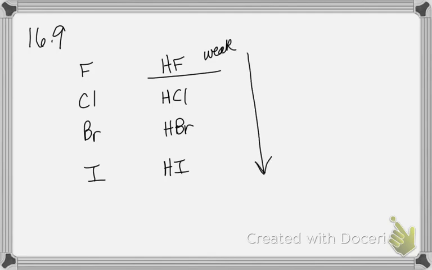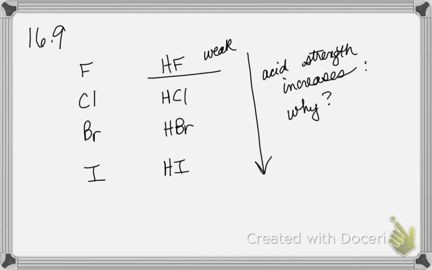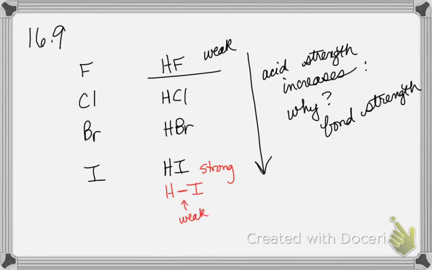So the trend here is that acid strength increases the further down the periodic table you go. The reason for that is because of the strength of the bond, or you could also say the weakness of the bond. In order for HI to be a very strong acid, what that means is that this bond is actually very weak.